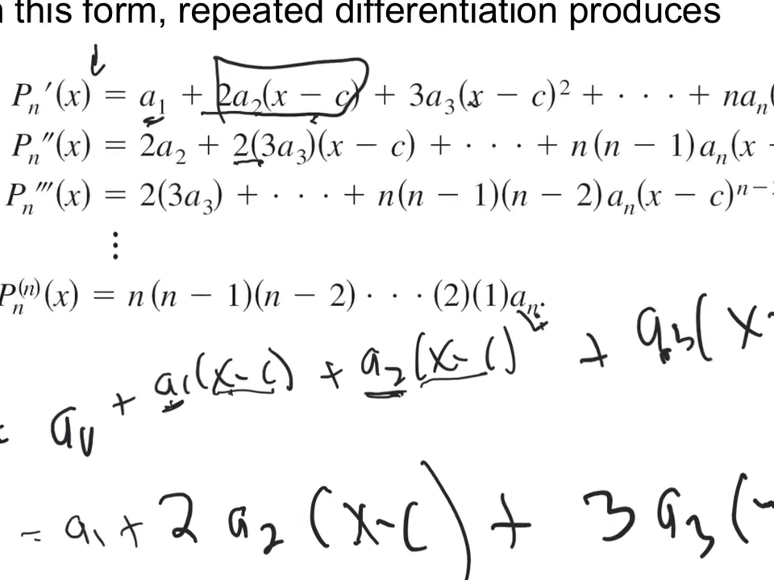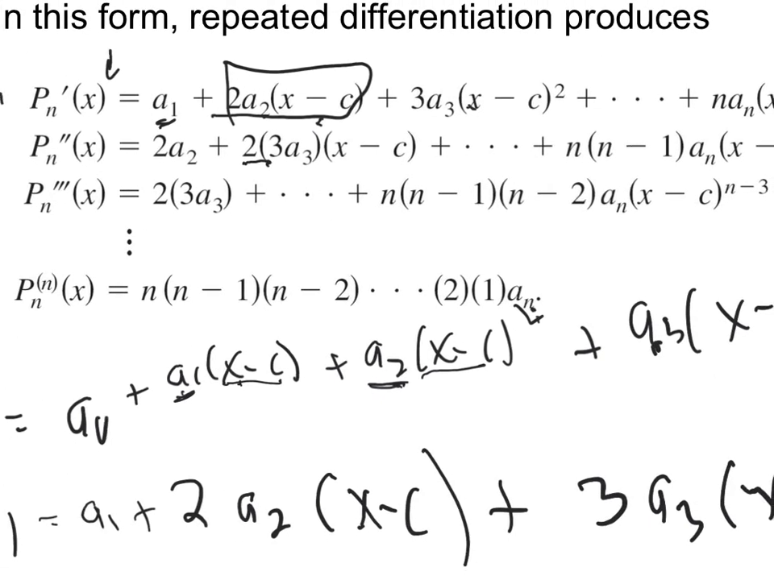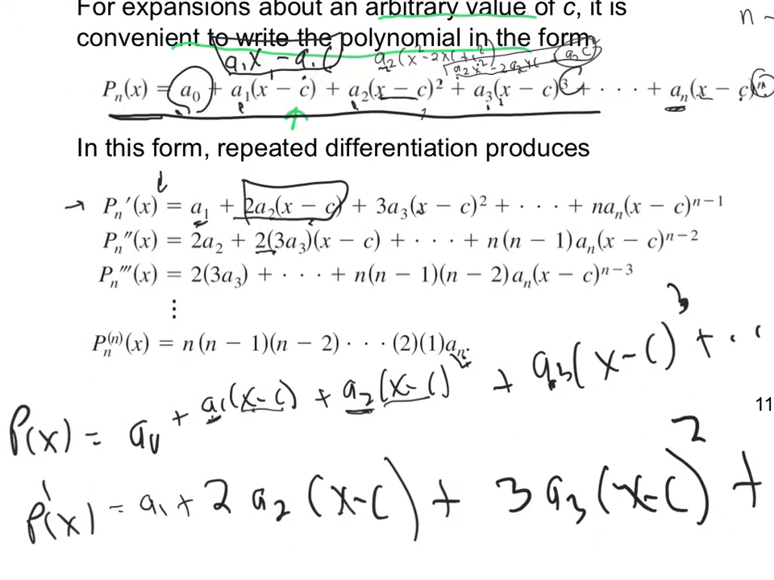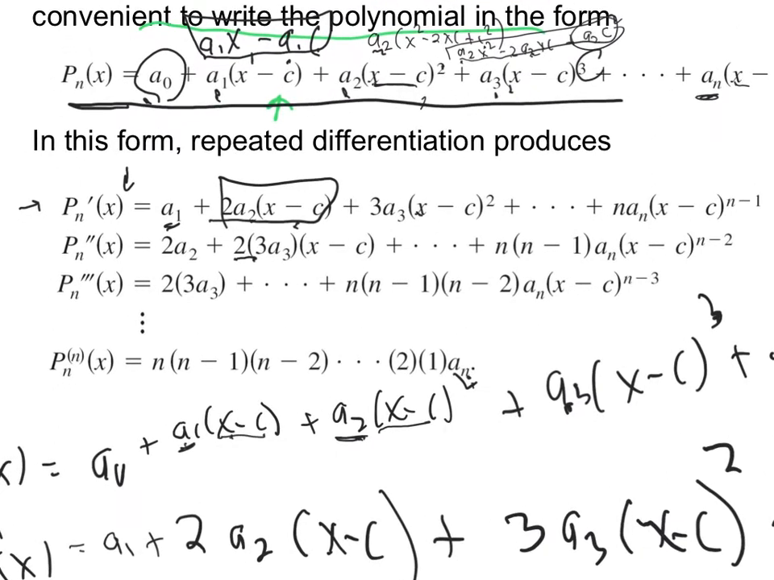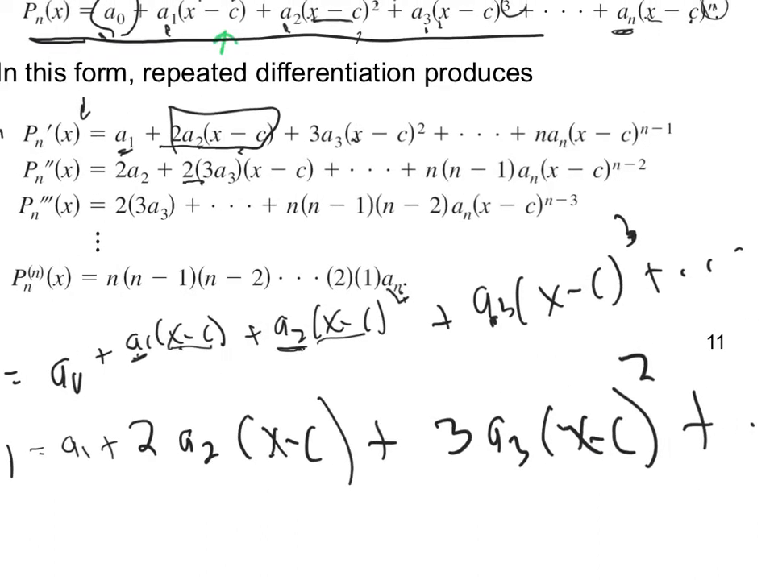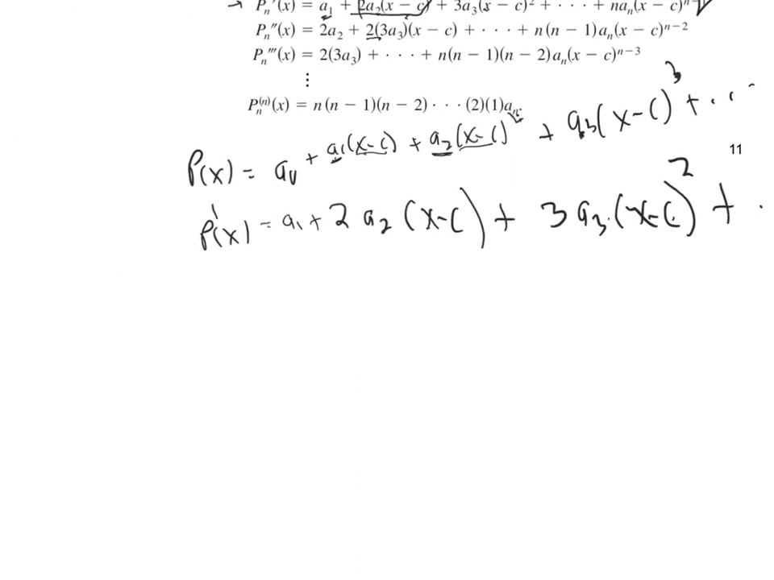Did I miss something? 2 times, where's my 3a? Oh, I'm still doing the first derivative. a sub 1, 2a sub 2 times (x minus c), plus 3a sub 3 times (x minus c) squared, yeah, there it is. So that one's doing good. All right, wonderful. Makes me so happy, all right?